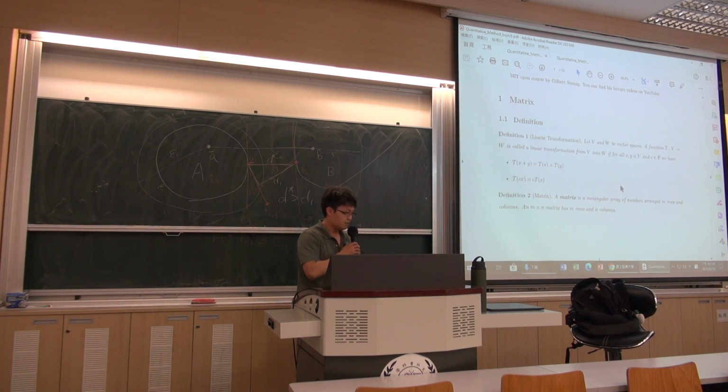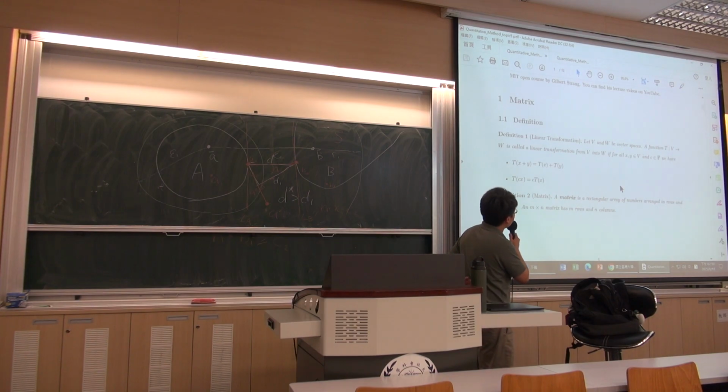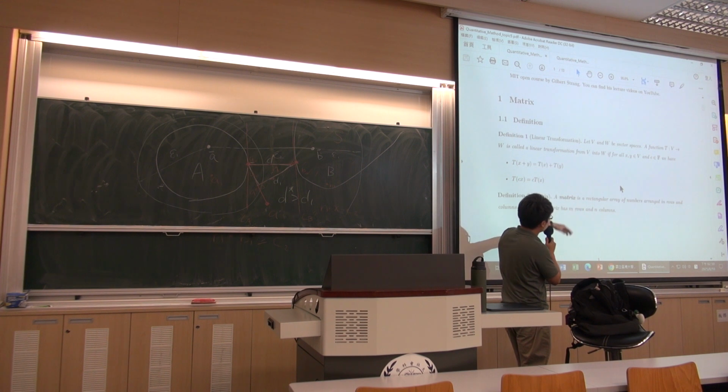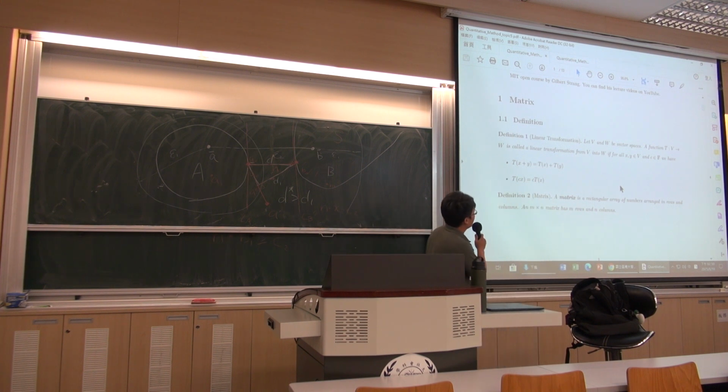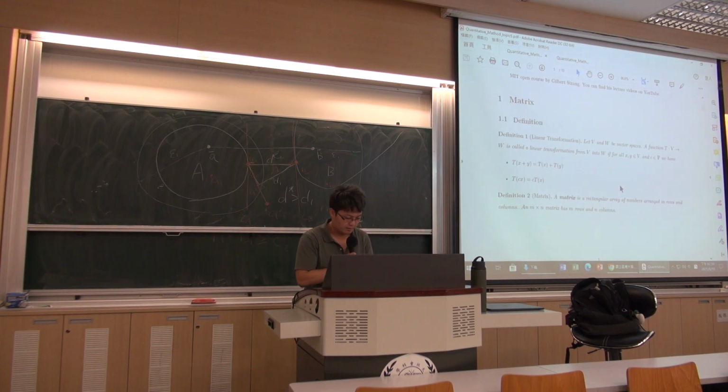So this is the first definition of today, linear transformations. Let's say we have two vector spaces V and W, and a function that maps V to W, which is called a linear transformation if, for all vectors in V and c in a field, it satisfies these two properties. Question: is a linear combination a linear transformation? If you think yes, please raise your hand. If no, raise your hand. If you don't know what I'm talking about, raise your hand.